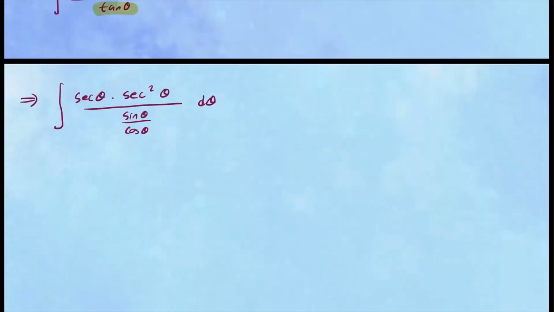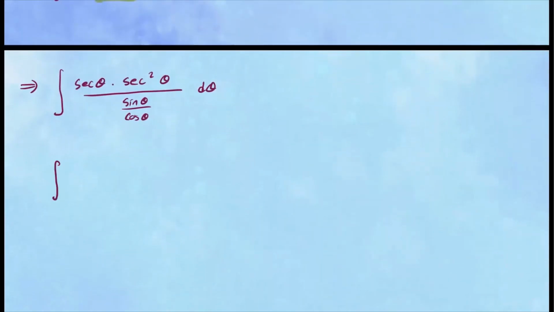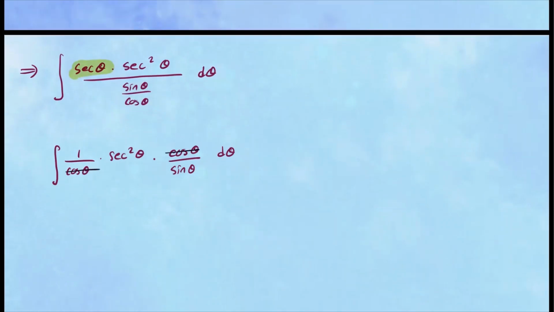And just a lot of rewriting before we can even integrate this. So this will simplify further. I can also rewrite secant theta as 1 over cosine theta. I'm still keeping secant squared as it is. And then I have 1 over sine over cosine, which is really cosine theta over sine theta, d theta. I just reciprocated this. Now I can simplify. As you can see, these two will cancel each other. So what we're left with is the following.